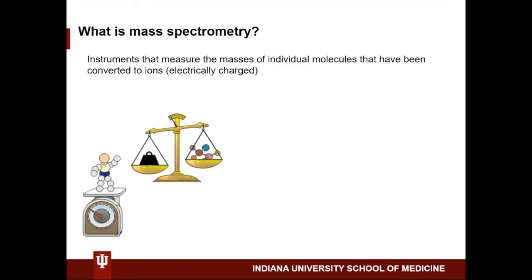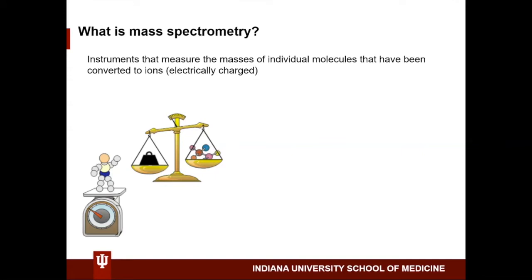So what is mass spectrometry? There's a couple of different metaphors that we use to describe what we do with mass spectrometry. Specifically, mass spectrometers are instruments that measure the masses of individual molecules that have been converted to ions, that is, they're ionized. So we have a scale here. Nominally what we're doing is weighing a molecule. Something has a specific weight that is a characteristic of the molecule or compound, and we're weighing it essentially.